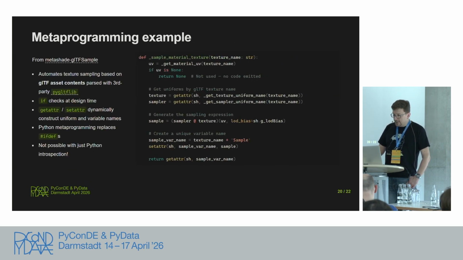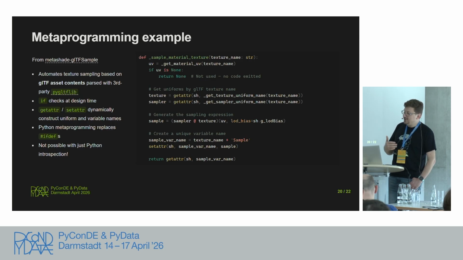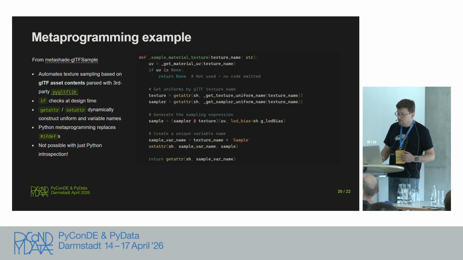Function definition syntax: one pattern is using a context manager again, and the other one is using a decorator. I'm sorry. Here we have a metaprogramming example, which is admittedly a bit too involved, but it's just something that you would typically implement with the C preprocessor otherwise. In this case, we are using the PyGLTF lib to parse GLTF assets, GLTF materials, and we generate code based on that source asset. So it gives us an example of how you can integrate with arbitrary Python code.